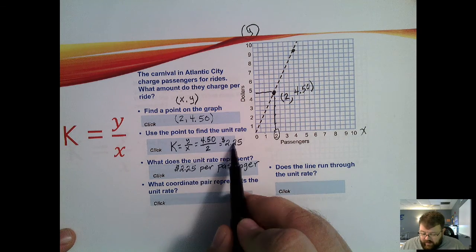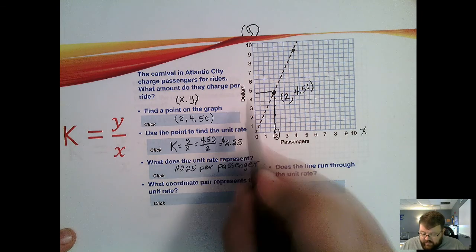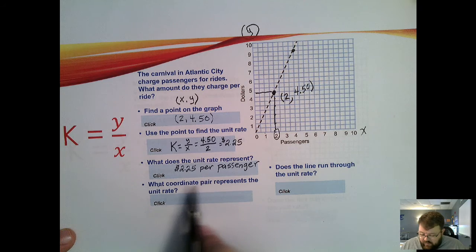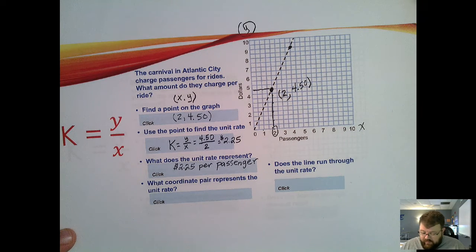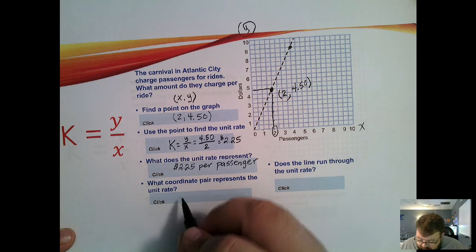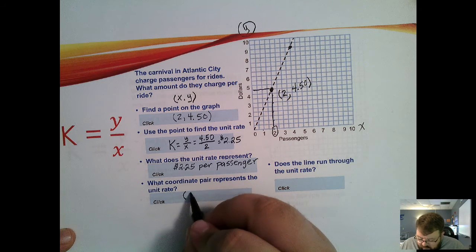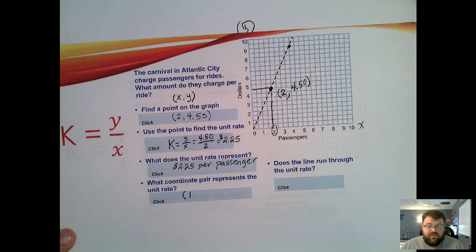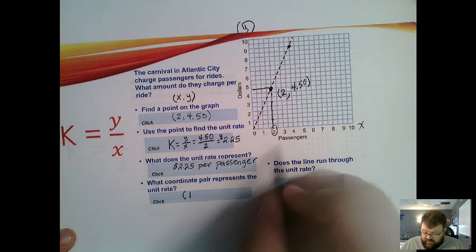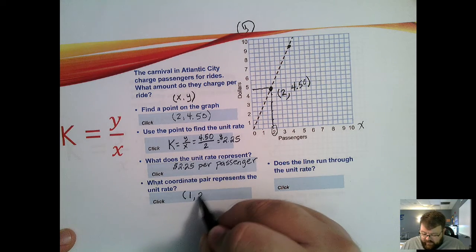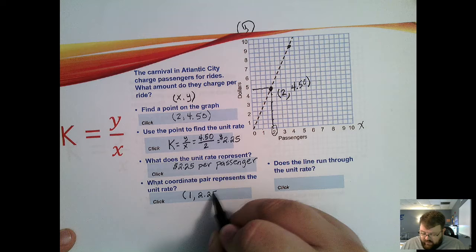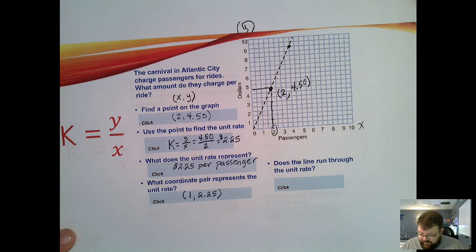So we have the Y and it's dollars. So what coordinate pair represents the unit rate? Well, it would need to be 1 passenger, because that's the x-axis, is $2.25. Okay.